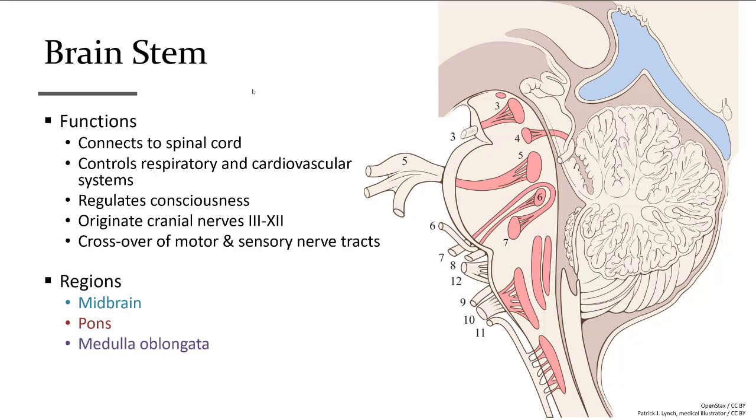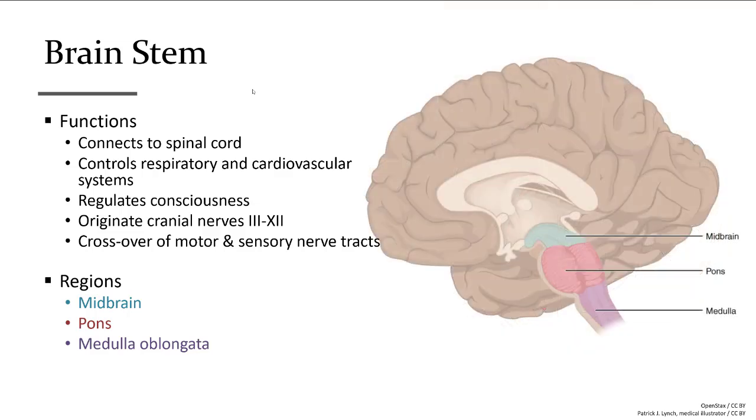Motor or efferent neurons leaving the brain out to the body, and sensory, or afferent, neurons bringing sensations from the body to the brain, cross over to the opposite side in the medulla oblongata. This is the reason the left side of the brain controls the right side of the body and vice versa. So the brainstem is comprised of the medulla and pons, as well as part of the midbrain.